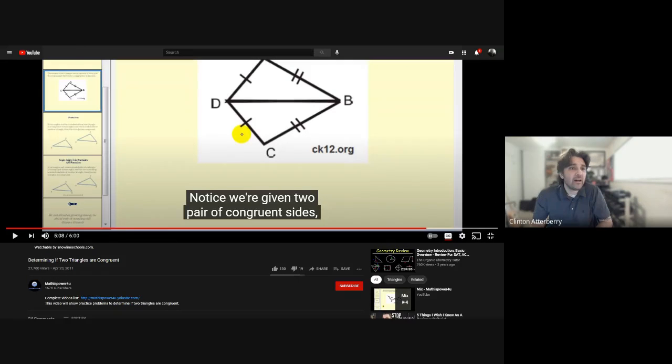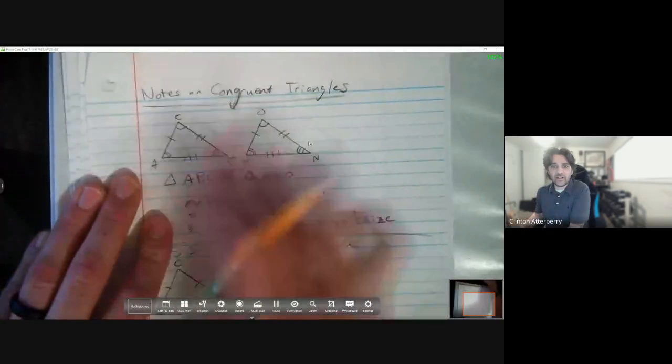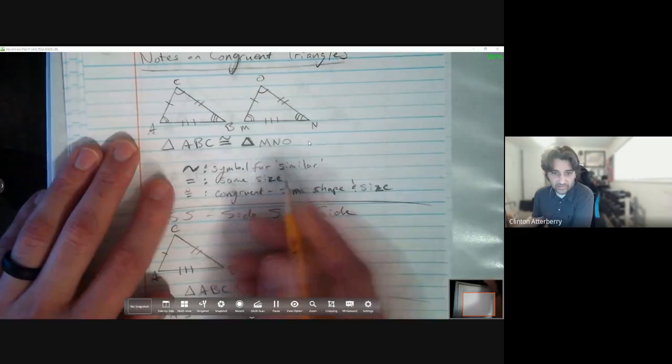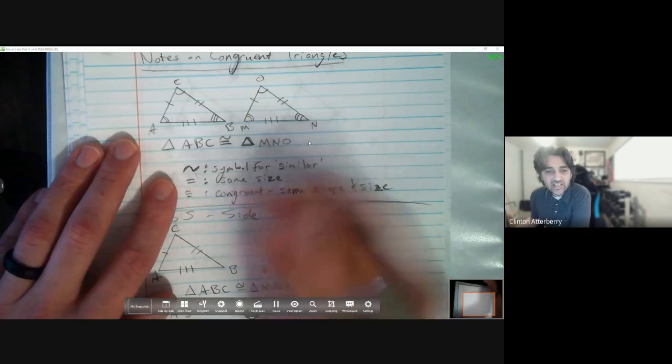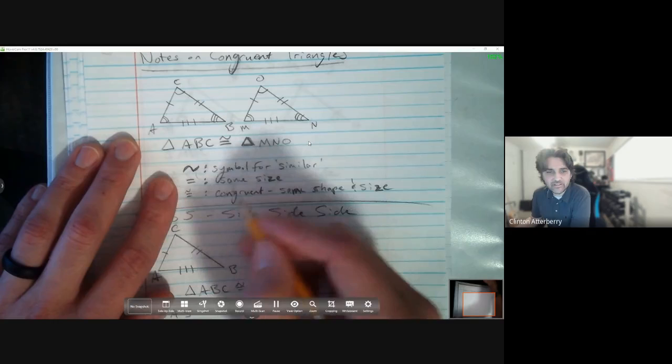All right, let's summarize those four things, and then I'm going to show you some practice problems. I'm going to go back to the side of my notes here and let me show you where we're at. Let's do another review. We have notes on congruent triangles. That little squiggle mark is the symbol for similar, which means they look the same, with the same angles. The equal sign means they have the same lengths. Put those together and it's the same shape and the same size, which means they're congruent.